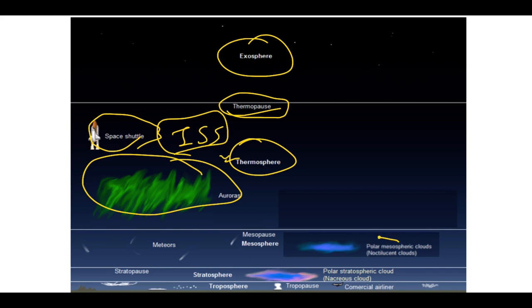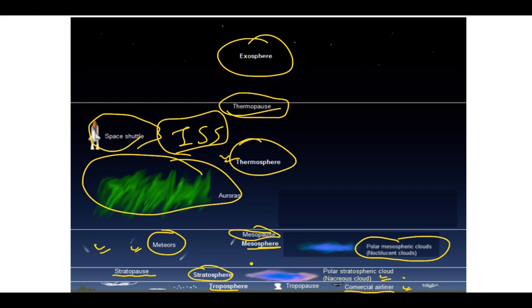Now as you can see, noctilucent clouds are here while nacreous clouds are here. This is mesopause, this is mesosphere, and these are meteors. As you can see, shooting stars, nothing to do with stars. Stratopause, this is stratosphere. Ozone layer is present here, as you can see, and this is troposphere. All the weather phenomena occur here, and commercial airliners are also flying near tropopause.